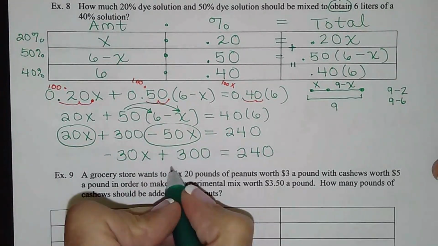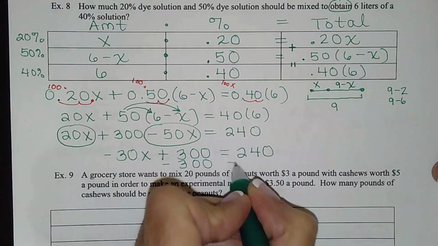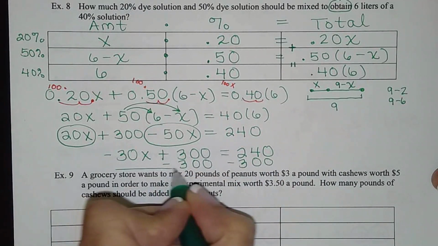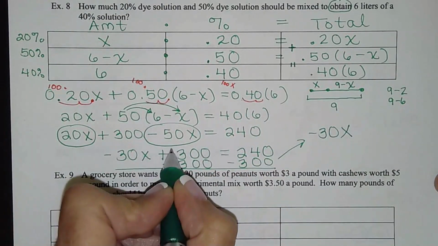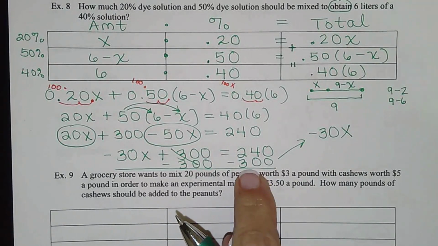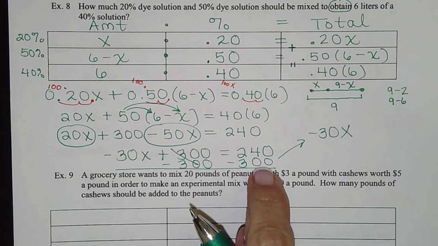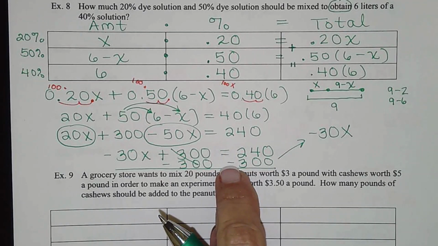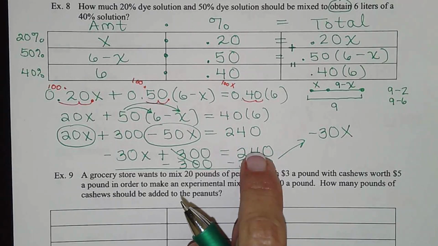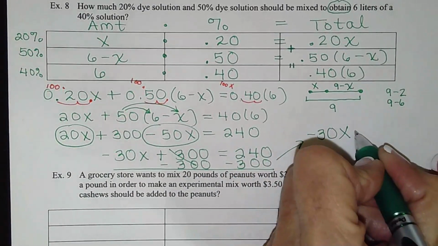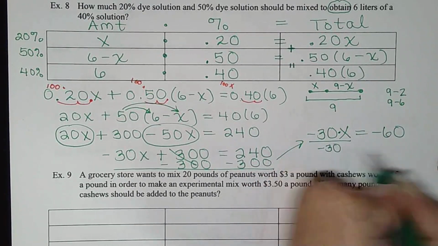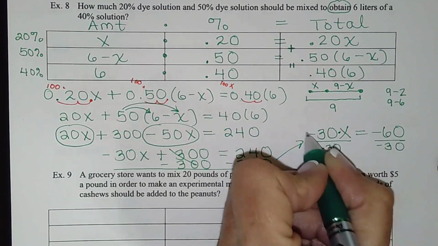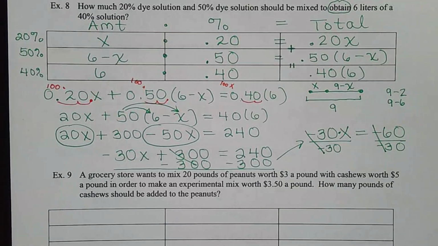And then we subtract 300, and that gives us negative 30x. This is gone. 240 minus 300. One's positive, one's negative, so we subtract. 300 minus 240 is 60. Keep the sign of the larger: negative 60, or plug it in your calculator, 240 minus 300. And then divide. Opposite of times negative 30 is divide by negative 30. Double negative before you do another step.